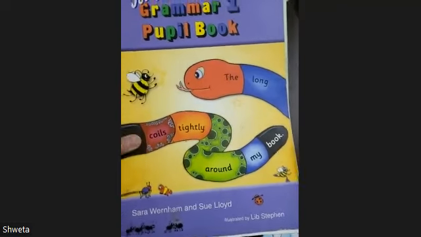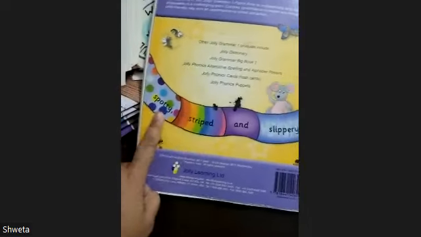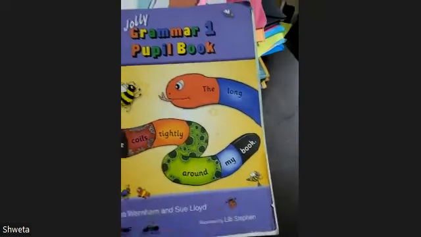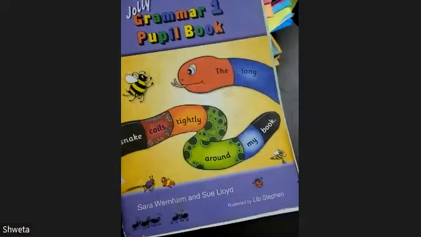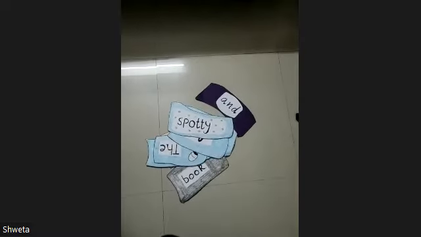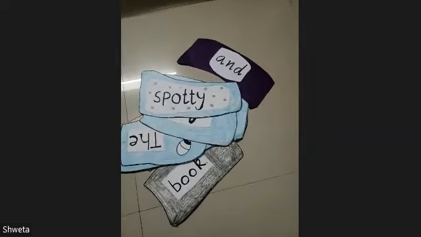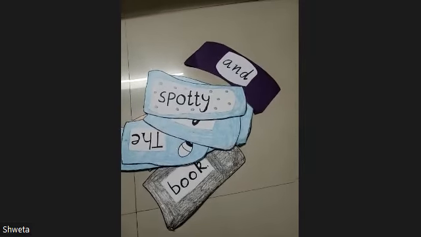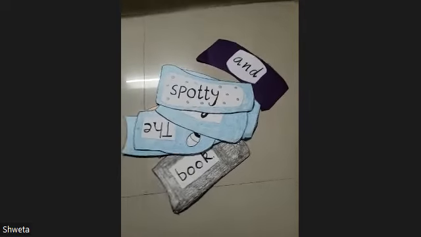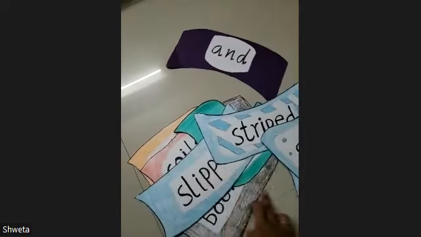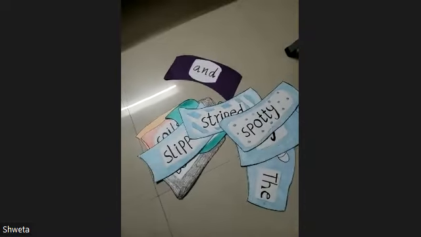This is the snake. Okay, so: the long, spotty, striped and slippery snake coils tightly around my book. The same sentence, you can have these kinds of words and the children can do this. Finally they will get the shape of the snake. Yes, they have to rearrange this. I have a picture, I'll share it and they will rearrange this and make the shape of the snake.